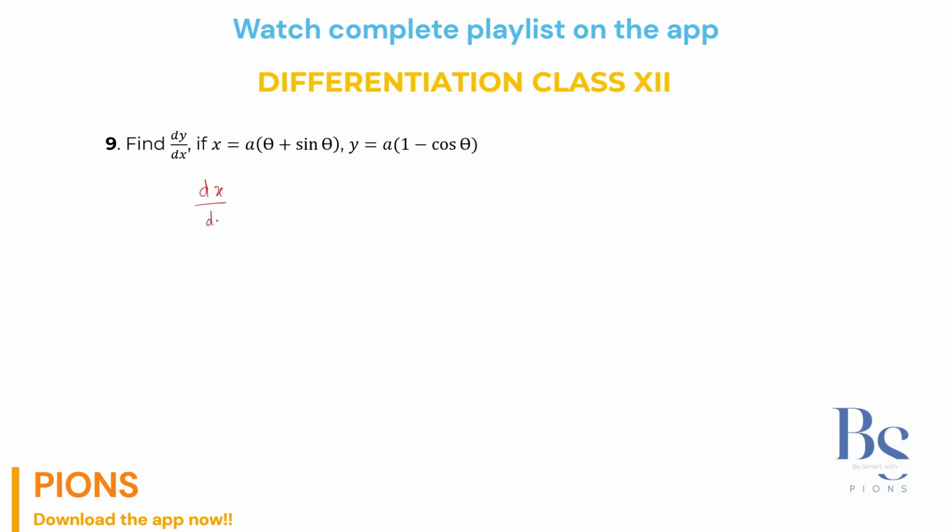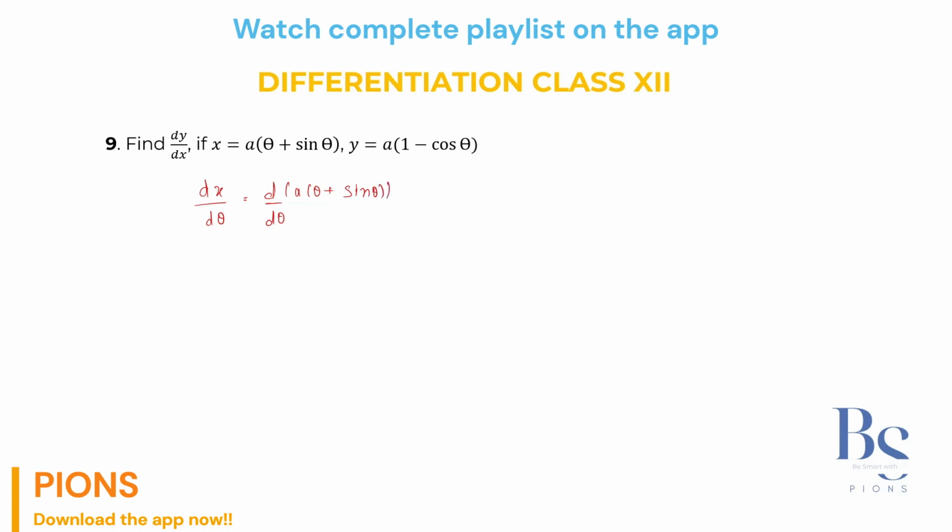Sir, why dx by d theta? Because here theta is the variable. a, b, c are constants, so theta is a variable. If instead of theta it was t, then you would differentiate dx by dt. If it is any other variable, you have to do it that way. So dx by d theta, let's write here the value of x. x is a function of theta, a into theta plus sine theta. I hope this is clear.